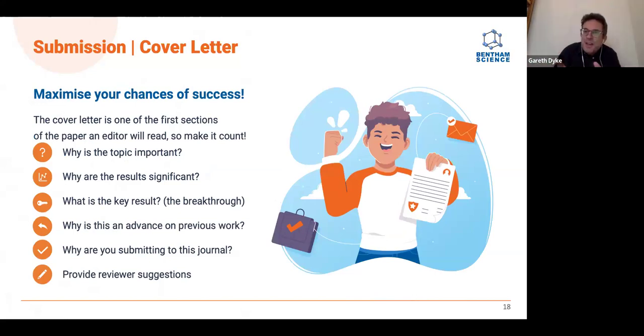This cover letter that goes with your article when you make that submission to the journal is one of the first and most important sections of the work that an editor's going to read. So make it count. Many authors miss this in the submission process. Why is the topic important? Why are your results significant? What's the key result, the breakthrough of your study? Why is this work that you're submitting to this journal an advance on previous work? Why this journal? Editors love it. They absolutely love it if you talk about their journal.